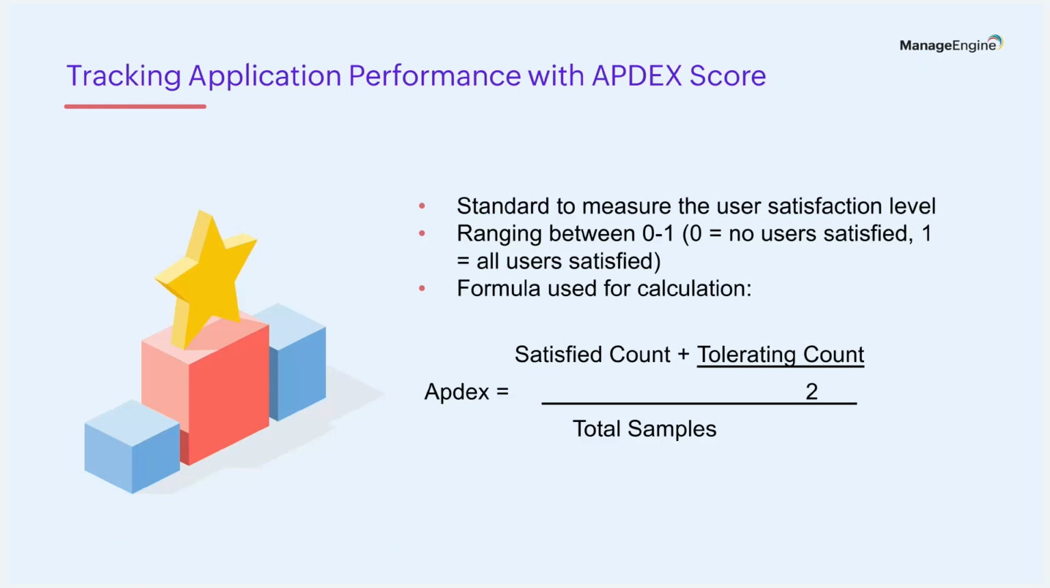The application performance index, or the APDEX score, is a standardized metric that is used to measure user satisfaction and the application response time. The APDEX scale ranges from 0 to 1, where 1 is the best score and represents excellent user satisfaction. Based on the total samples collected, the APDEX score is calculated as the sum of the satisfied count plus half of the tolerating count, over the total samples collected during the transaction period.